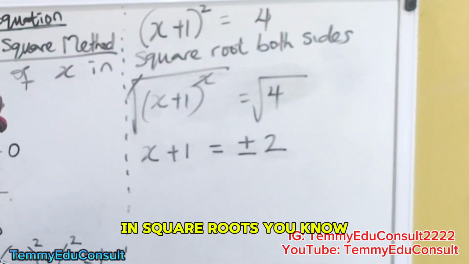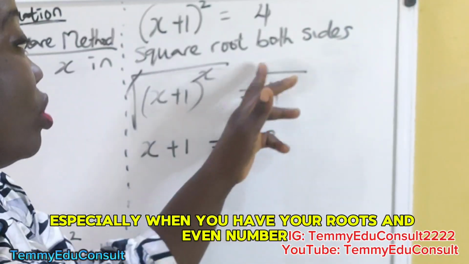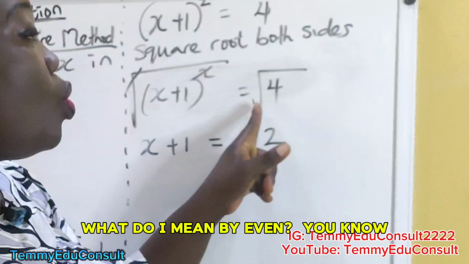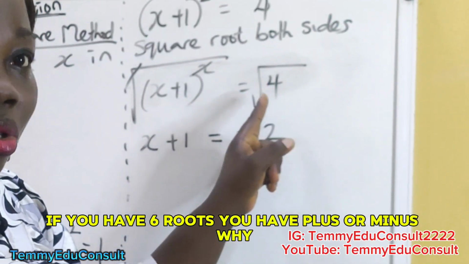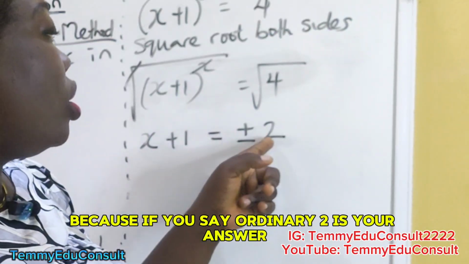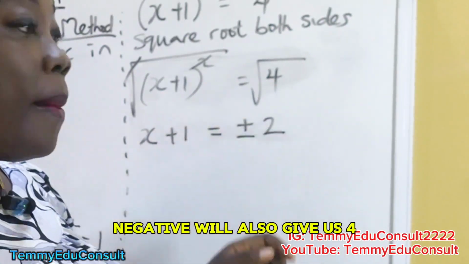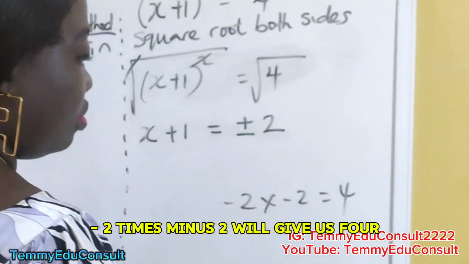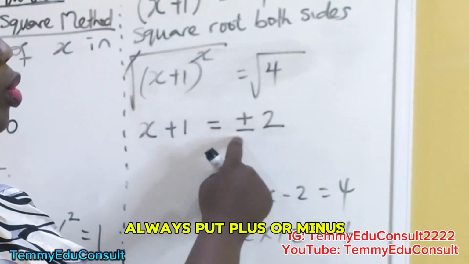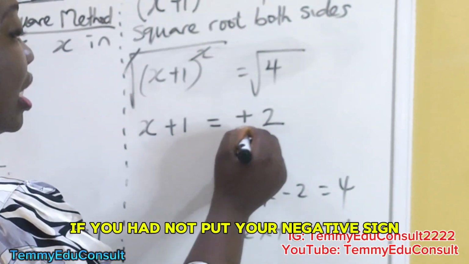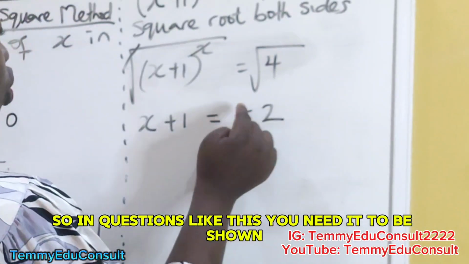In square roots, we do have plus or minus in front of some roots, especially when you have your roots in even numbers. What do I mean? Square root is looking for two numbers multiplying itself. When you have the root of 4, you also have plus or minus. If you have the root of 6, you have plus or minus. Why? Because if you say ordinary 2 is your answer, neglecting -2, the negative will also give us 4. -2 times -2 will give us 4, and +2 times +2 will also give us 4. So when you are solving questions like this, always put plus or minus. If you had not put your negative sign, then you are telling us that -2 times -2 will not give us 4. So in questions like this, you need it to be shown. So plus or minus 2.